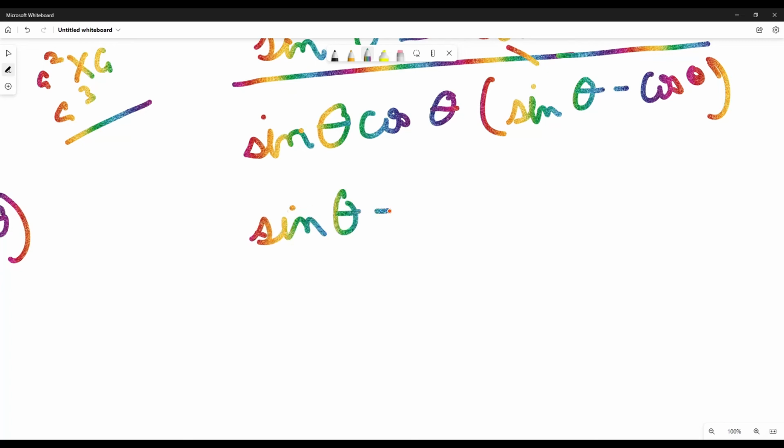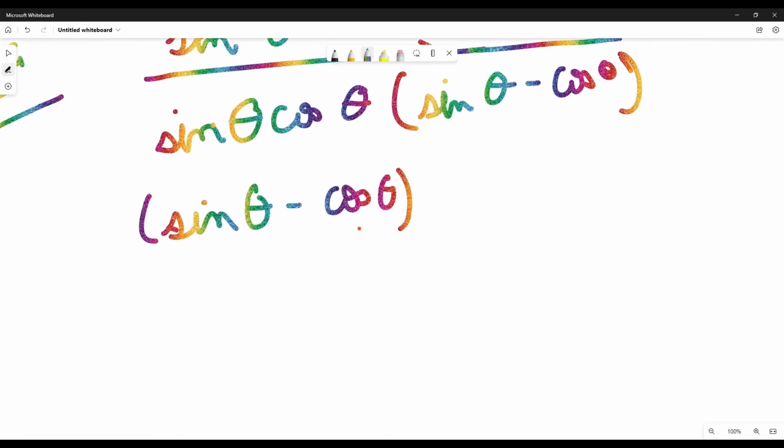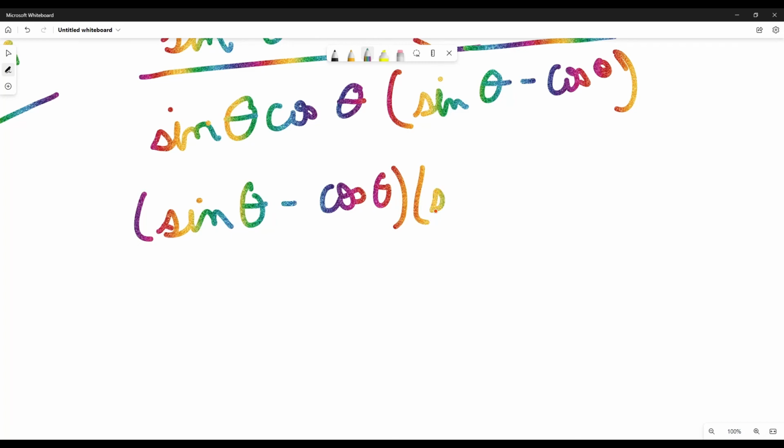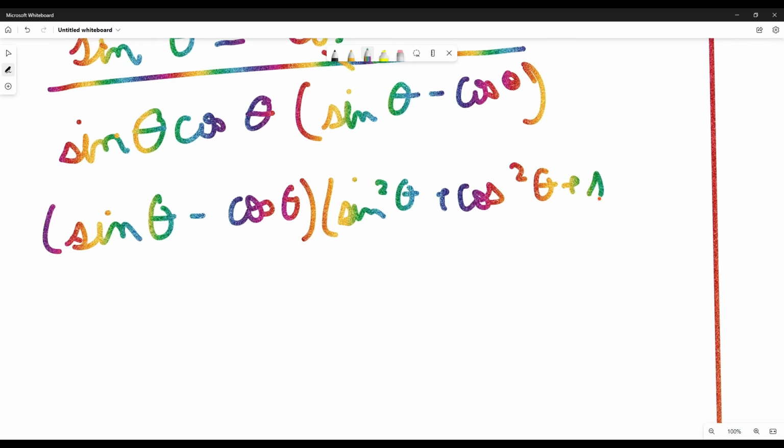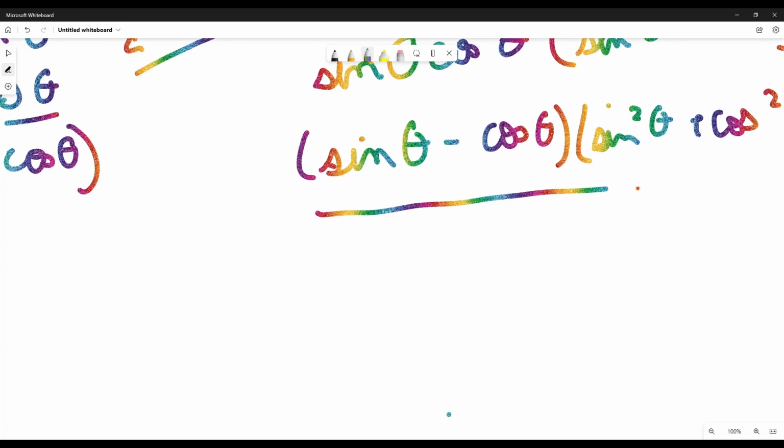So we'll just basically implement this down there. Sine theta minus cos theta into sine square theta plus B square, right? That is cos square theta plus AB. Sine into cos. Sine theta cos theta. So again it has become pretty simple, and we can see that something can be cancelled. You can figure it out while I am writing.